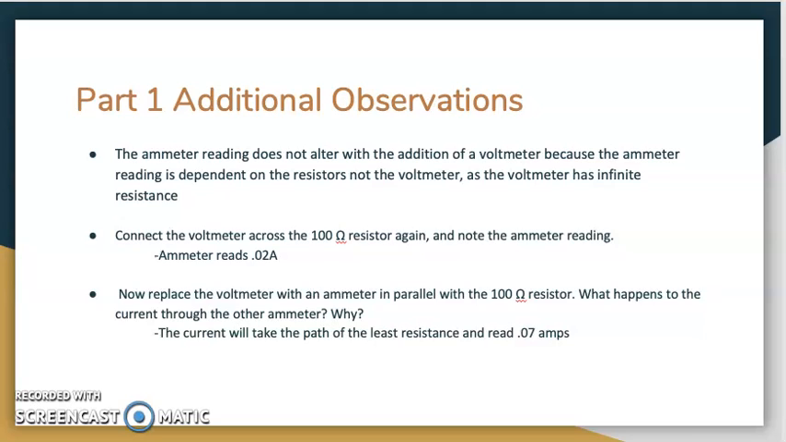And then if we were to replace the voltmeter with an ammeter in parallel with the 100 ohm resistor, what would happen to the current through the other ammeter is that the current would take the path of least resistance and then read 0.07 amps.